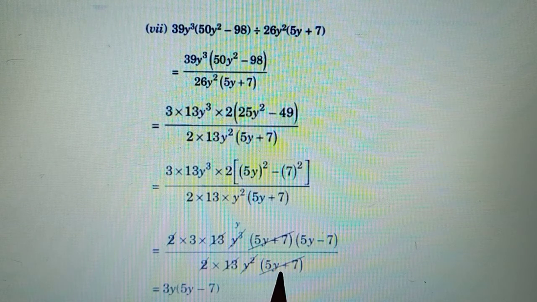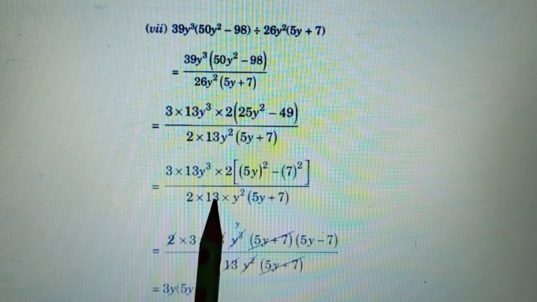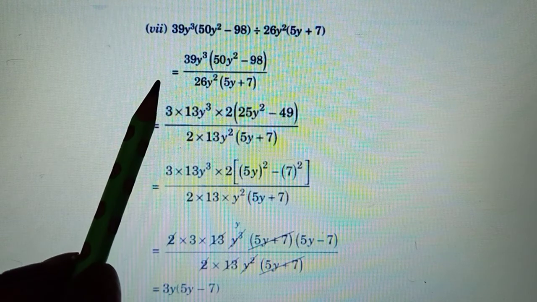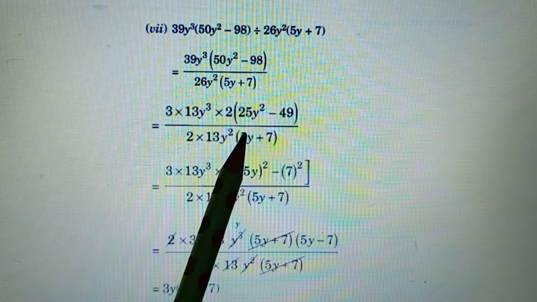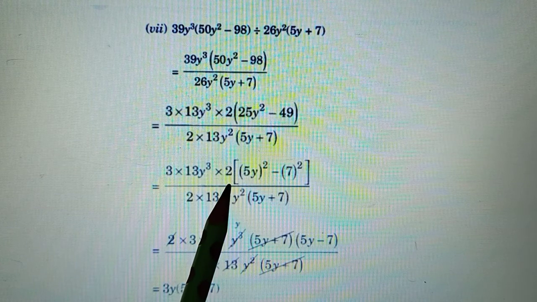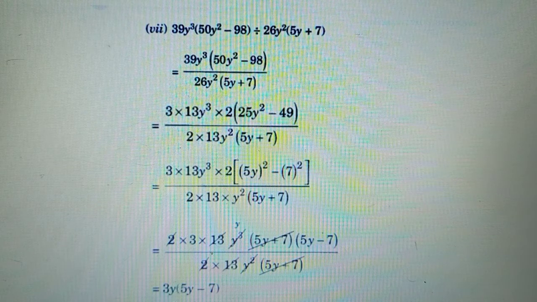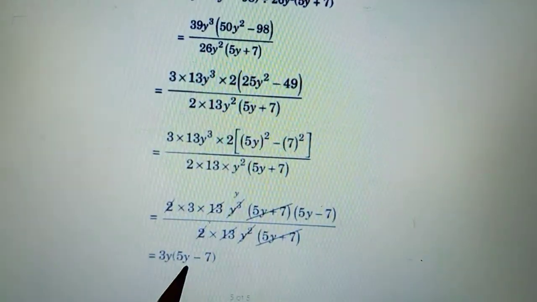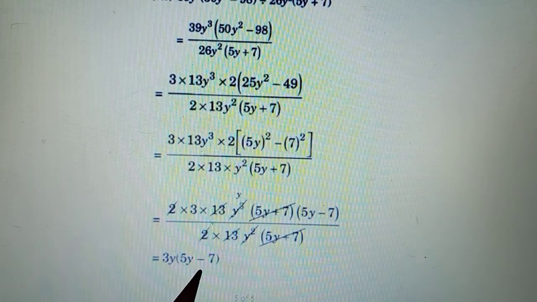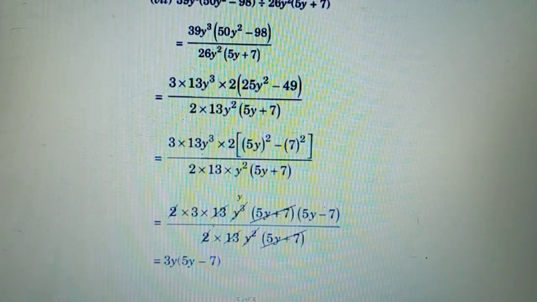So you had a 5y plus 7 in the denominator. So this would also get cancelled. Okay. So what remains is a single factor. We were left with 3/2. That 2 of the denominator would cancel out this 2 that we have got common. So only 3 remains in the numerator. Okay. One of the y remains in the numerator. And one factor left over is 5y minus 7. So that's your answer.